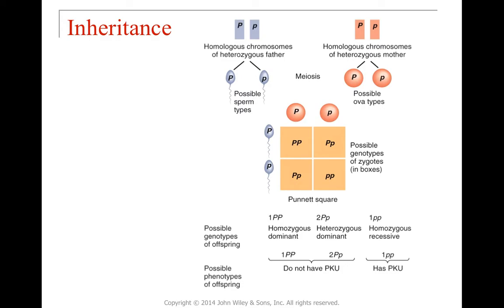Now, if we're looking at the phenotype, however, all three of these individuals which have that dominant allele are going to have the dominant phenotype. So while we have a genotype of 1 to 2 to 1, we're going to have a phenotype of 3 to 1. And in this case, this unfortunate individual here, which has two sets of the recessive allele for PKU, is going to end up affected by this disorder.